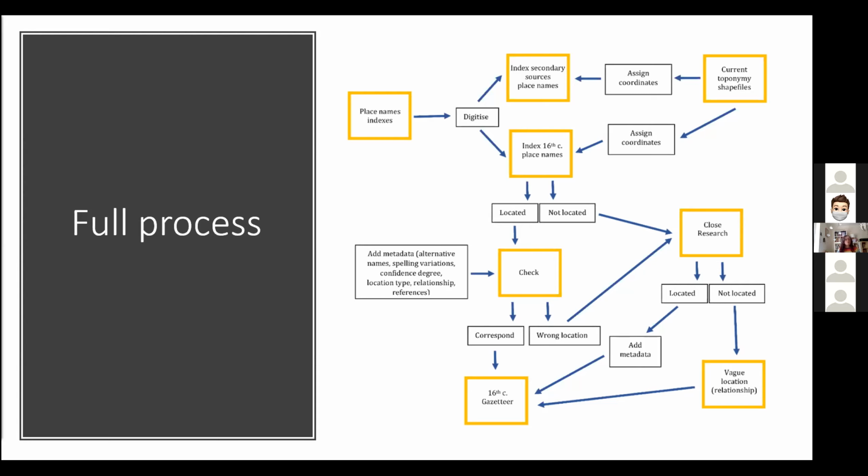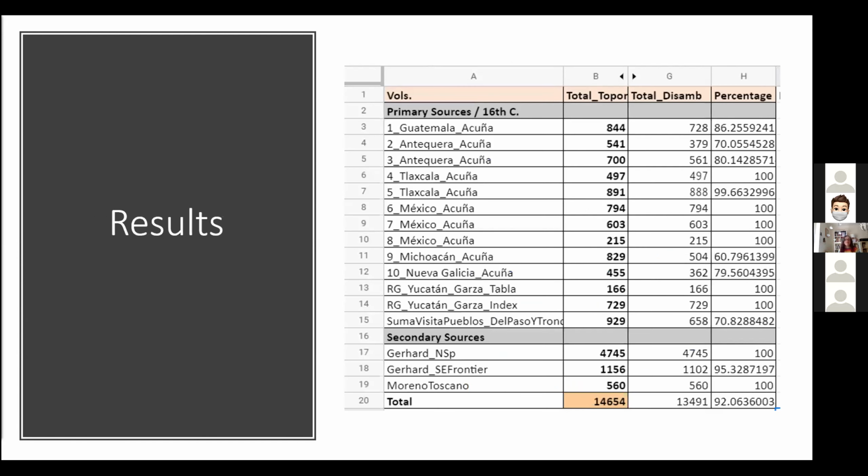Now, from this process, we collected all the place names that were mentioned only in the historical primary sources. Then we also recorded the page number, for instance, where they occur in the edited version of the primary sources. And from this, we then created the 16th century Gazetteer, right?